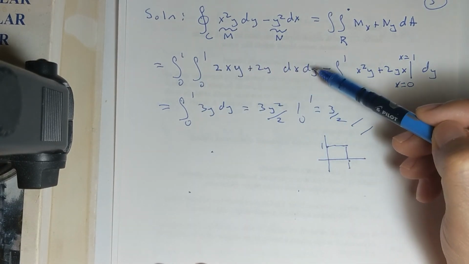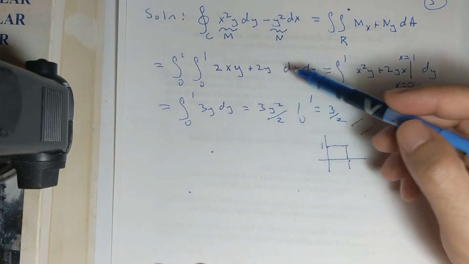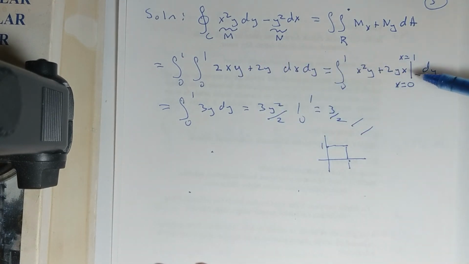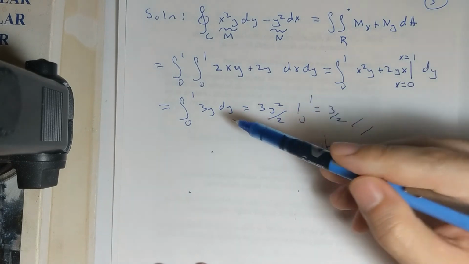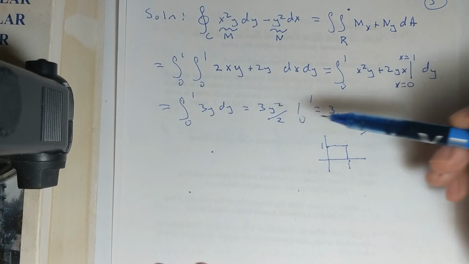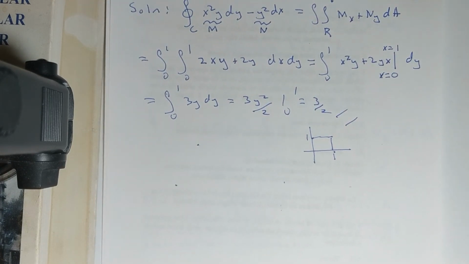It's a rectangle, so it doesn't matter. If you want, you can write dy dx. It's the same thing. So integrate with respect to x. You're going to get x squared y, plus 2yx, evaluated from x equals 0 to 1. So you're going to get y and 2y from here. So that's going to make a 3y, evaluated from 0 to 1, dy. So that's going to be 3y squared over 2, and that's going to give you 3/2 as the answer to your integral.